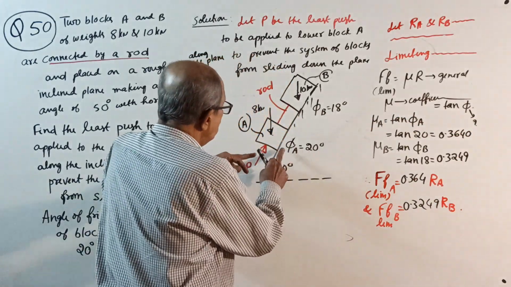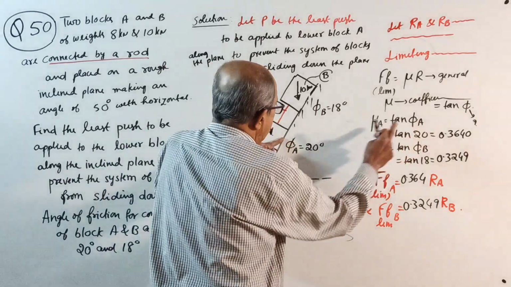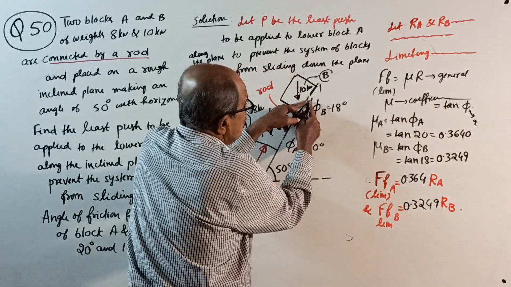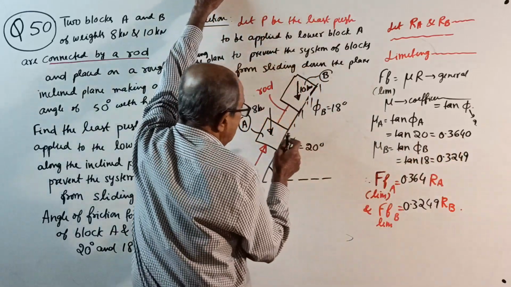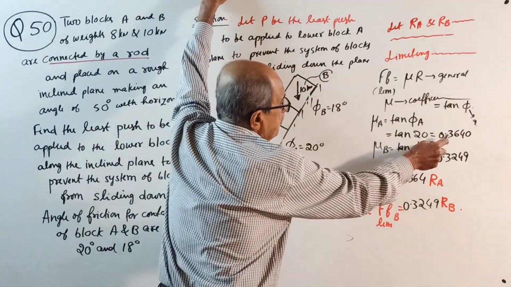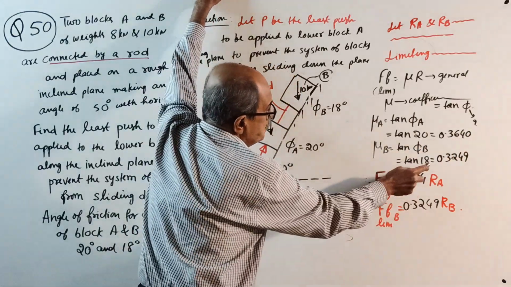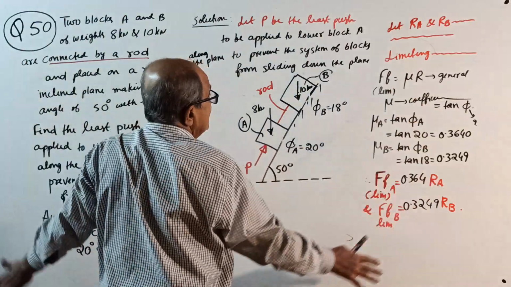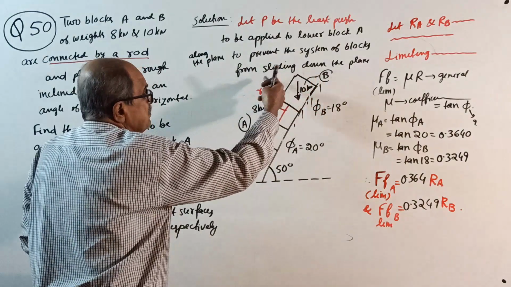Now, mu for A equals tan of phi A, which is 0.3640, and mu for this contact is tan of 18, which is 0.3249. Therefore, F limit for A is 0.3640 times RA, and F limit here is 0.3249 times RB. This everything is over.